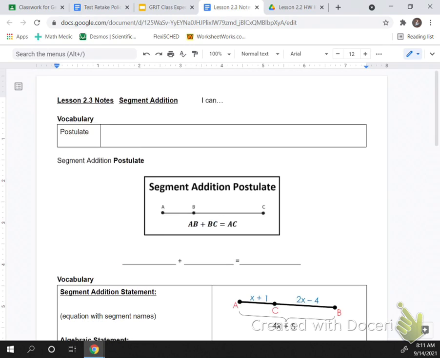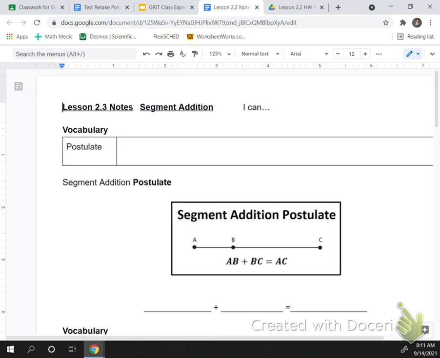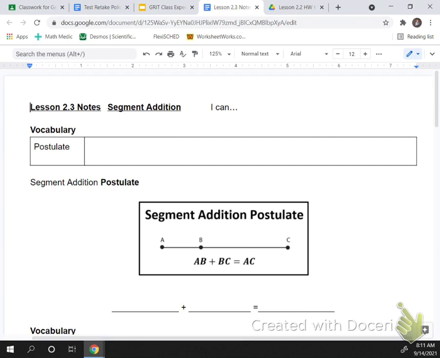So to get us started here, we need to define a postulate. Because right now we're going to talk about the segment addition postulate. But let's just define what a postulate is. A postulate is an accepted statement or fact, similar to a theorem.